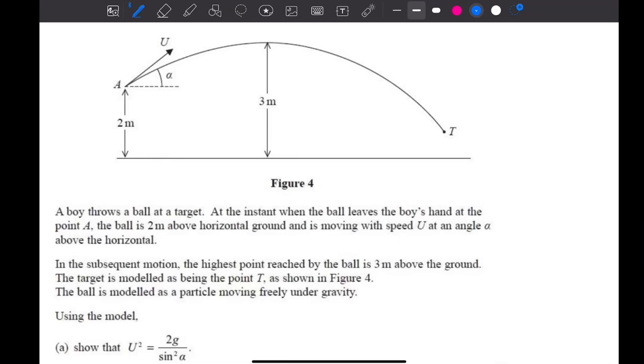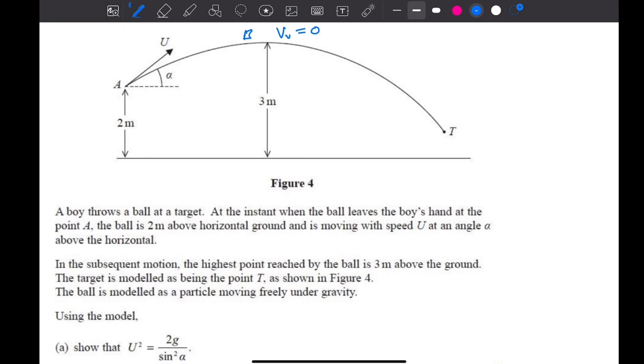Right, we have a particles question, so let's have a read through it. A boy throws a ball at a target. At the instant when the ball leaves the boy's hand at the point A, the ball is 2 meters above the horizontal ground and is moving with a speed u, angle alpha. Nice, like the diagram. In the subsequent motion, the highest point reached by the ball is 3 meters above the ground. So we know at that point, if we call it B, that the vertical component of the velocity is going to be 0. So velocity vertical is 0.